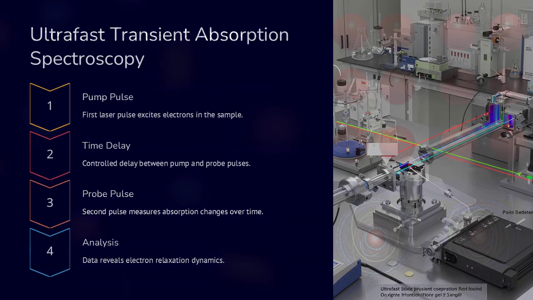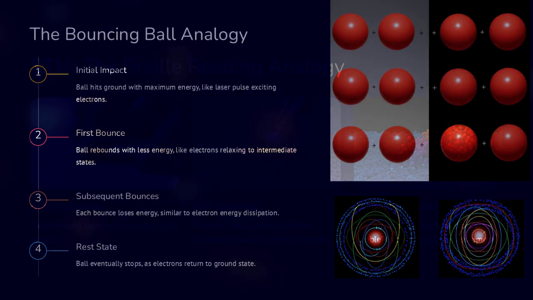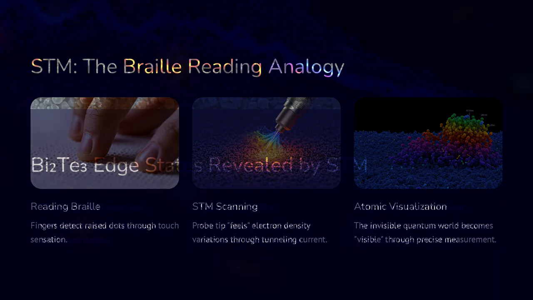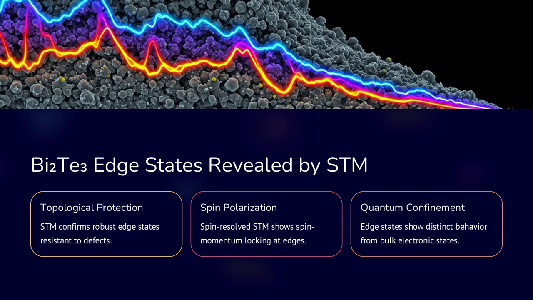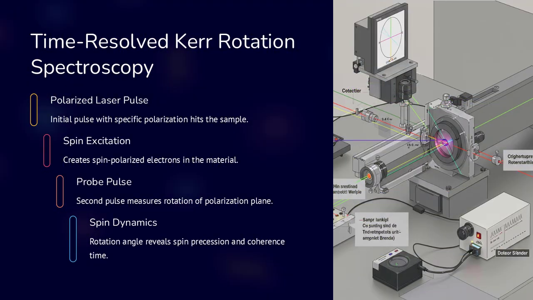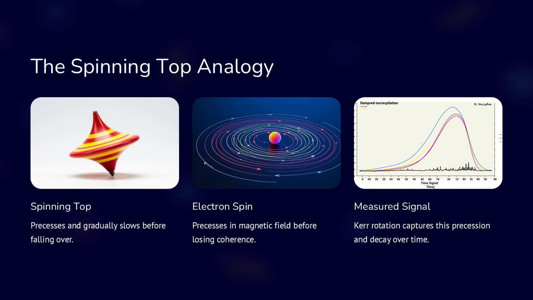Why is ARPES particularly effective here? It directly visualizes the energy-momentum relationship of electrons, providing a clear picture of the quantum mechanical effects that govern these materials. In the realm of plasmonic particles, techniques such as electron energy loss spectroscopy, EELS, and dark-field microscopy are commonly used. EELS is performed in a transmission electron microscope (TEM) and measures the energy lost by electrons as they interact with plasmon resonances in the sample.